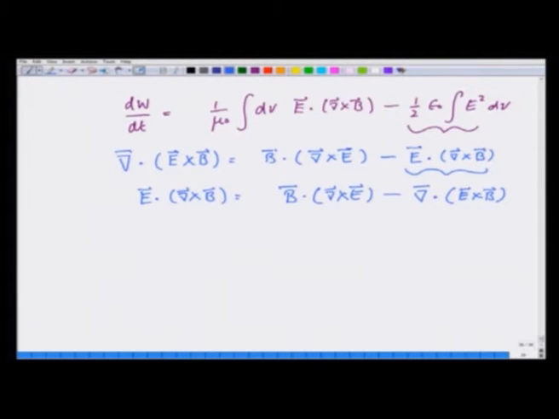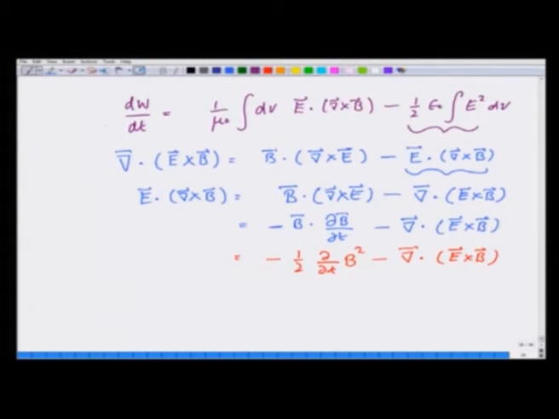Recall that curl of E is minus dB/dt, and therefore, I can further write this as B dotted with dB/dt with a minus sign, minus divergence of E cross B, which can be further written as minus 1/2 d by dt of B square minus divergence of E cross B.